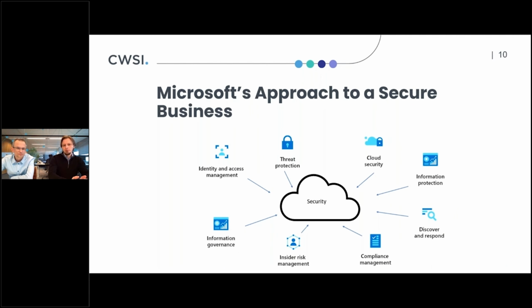Microsoft's approach to secure business is comprised of many different solution areas. So it's pillared, right? Yeah. You have a lot of different pillars: identity and access management, of course, threat protection, cloud security, all the way to things like information governance and insider risk management.